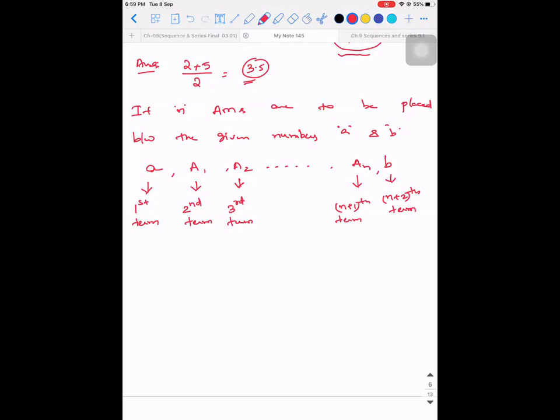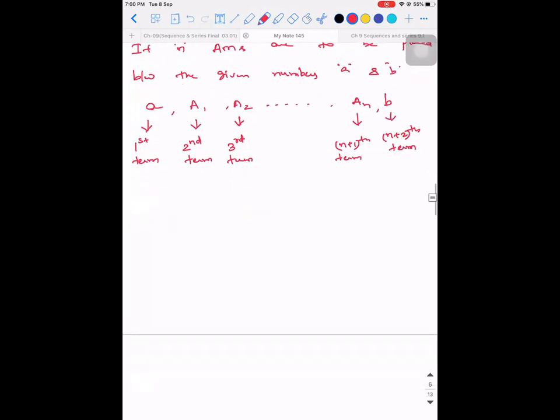Yes, sir. Yes or no? Yes, sir. Now, what is our target? Our target is to put the arithmetic means. Arithmetic means are going to produce an arithmetic progression. But what is the basic definition of arithmetic progression? The difference between consecutive numbers is going to be constant, right?